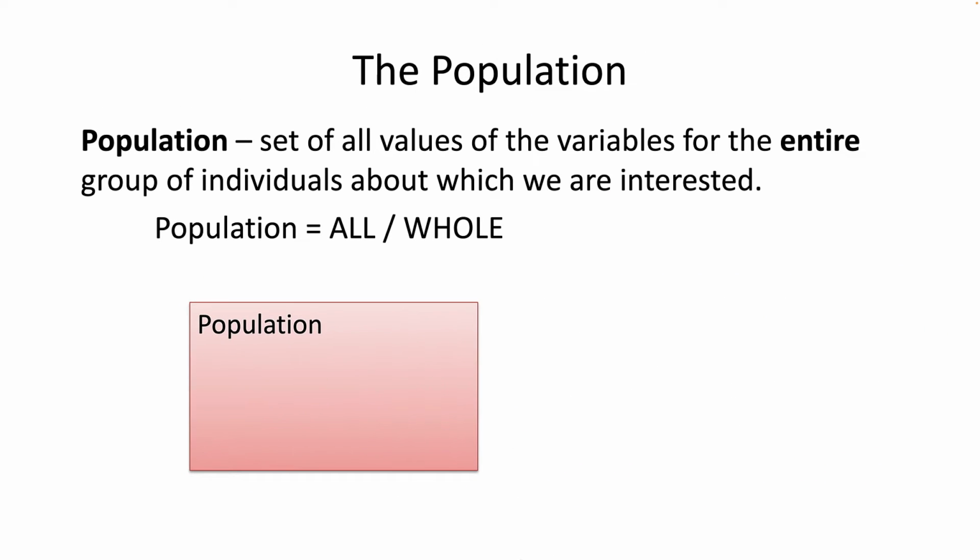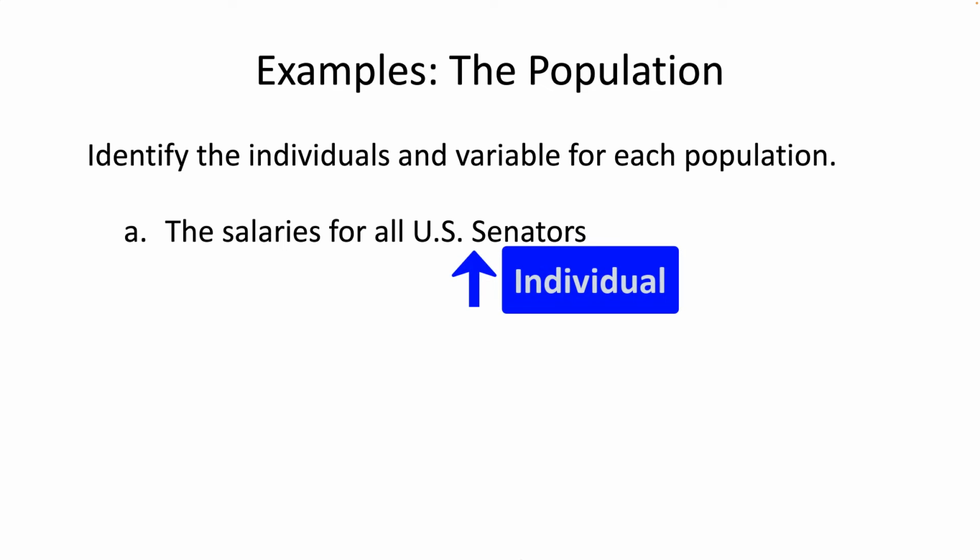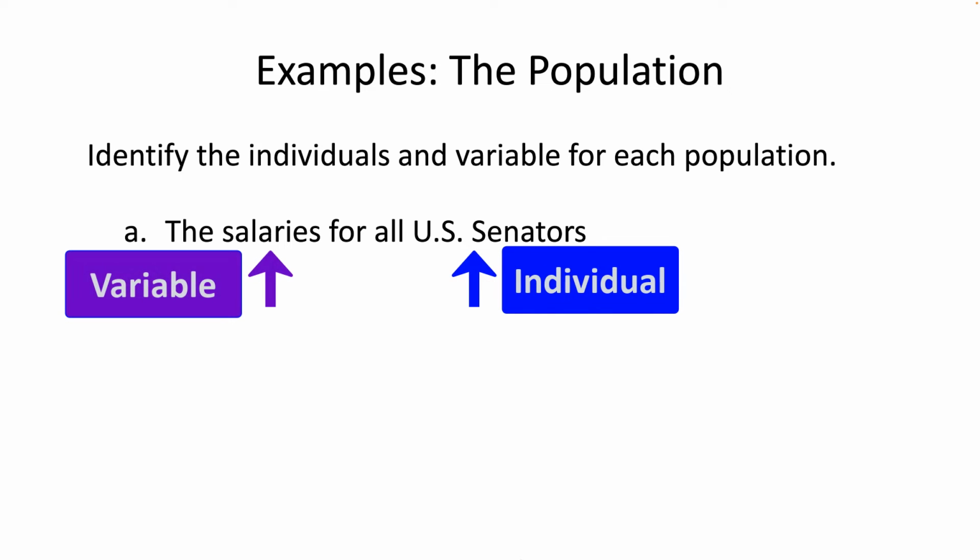The population is the set of all values of the variable for the entire group of individuals about which we are interested. Think of the population as all or whole. Let's take a look at some populations. Let's identify the individual and the variable for each population. The salaries for all U.S. senators. In this case, the individuals are the U.S. senators and the variables are the salaries for those senators.